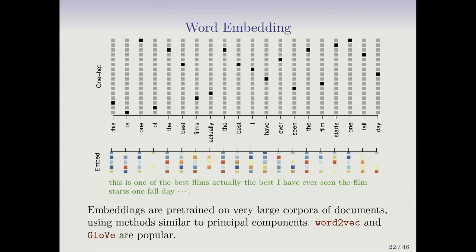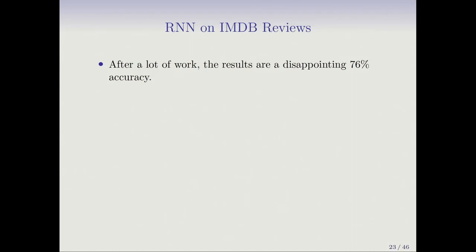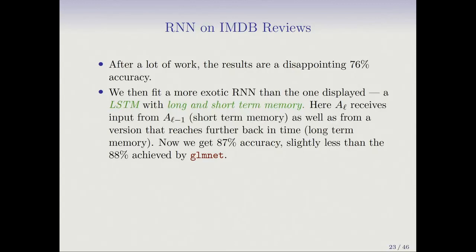Okay, so we used an RNN with a word embedding on the reviews data, and after a lot of work, the results are disappointing, 76% accuracy. Remember, we got close to 89% accuracy. So then we fit a more exotic recurrent neural network than the one that we displayed. It's one known as an LSTM, which stands for long short-term memory.